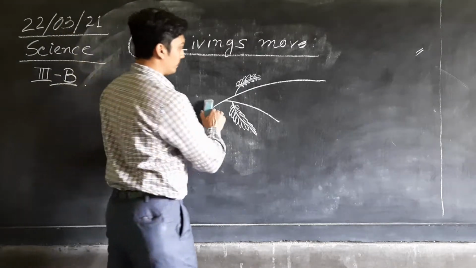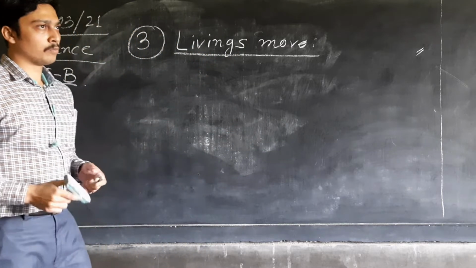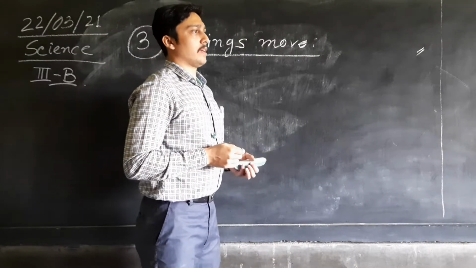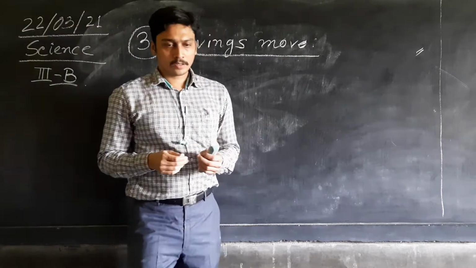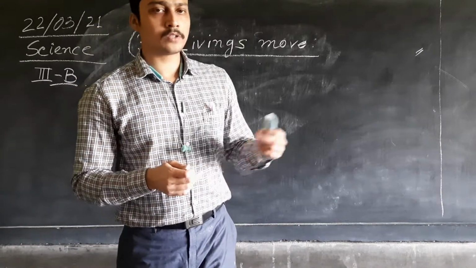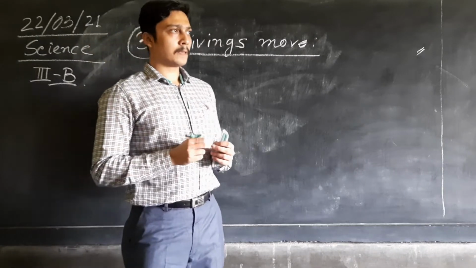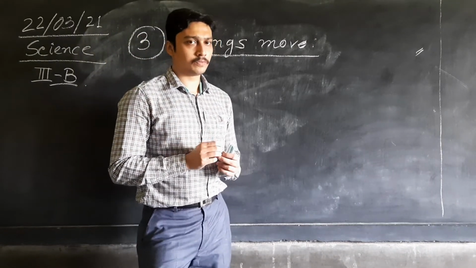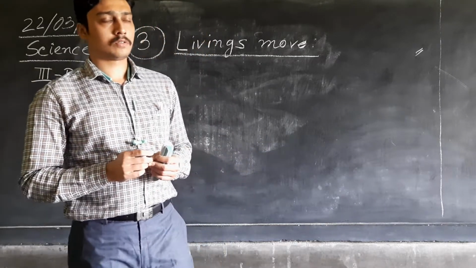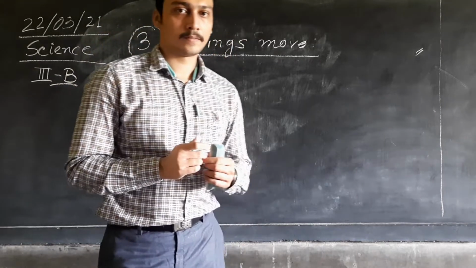And you see, what is movement? Movement is when I go from one place to another place. I can move from one place to another. This is called movement. But plants can't move from one place to another place. So why? Plants are living things.